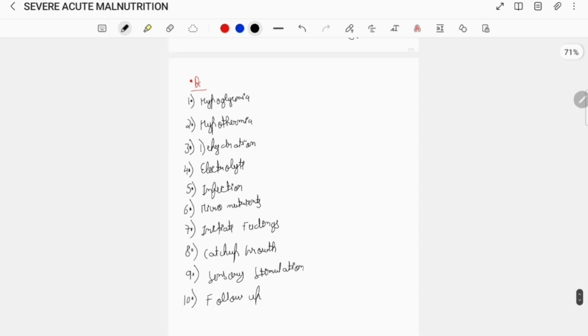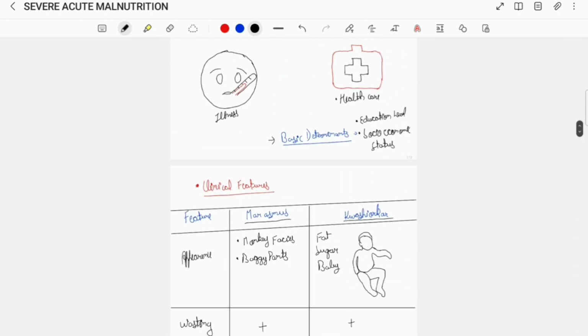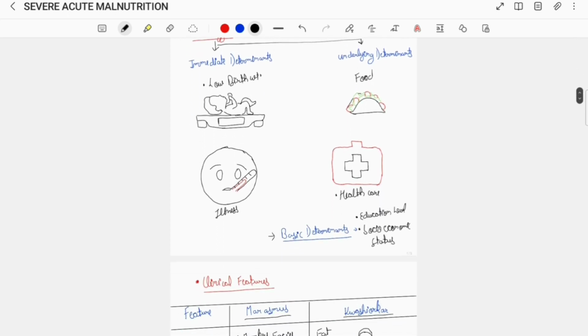So this was all about severe acute malnutrition. Here is the overview of what I have discussed.